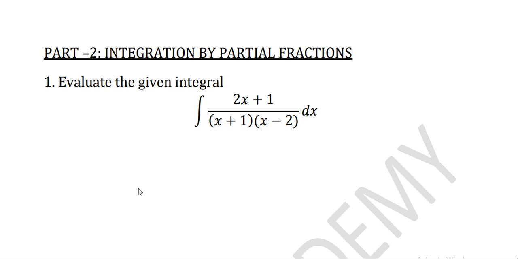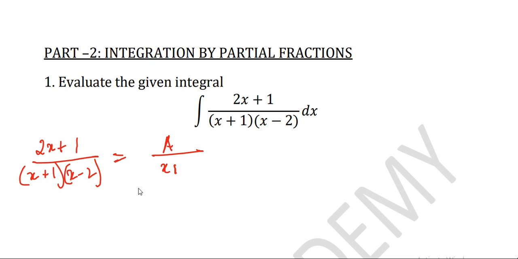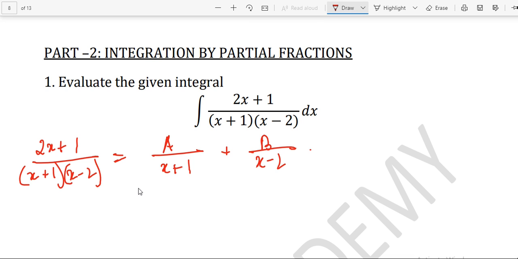Evaluate the given integral: integration of 2x plus 1 divided by x plus 1 multiplied by x minus 2. We have this in the first problem. Now this is the function. Let's see how we can write this function. We can write this as 2x plus 1 divided by x plus 1 into x minus 2. Now we can write this as a by x plus 1 plus b by x minus 2.